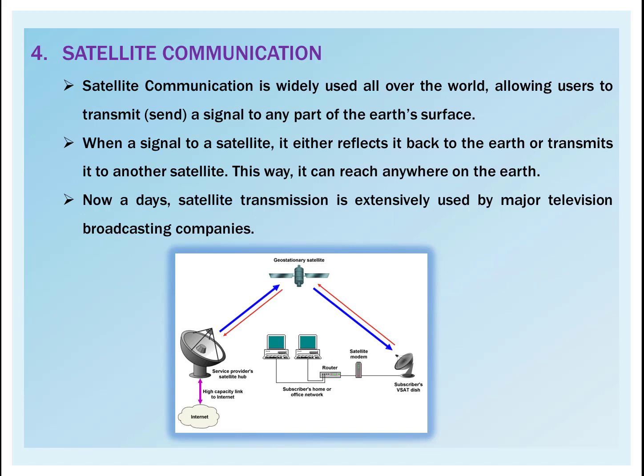Fourth is satellite communication. Satellite communication is widely used all over the world, allowing users to transmit a signal to any part of the Earth's surface. When a signal is sent to a satellite, it either reflects it back to the Earth or transmits it to another satellite. This way, it can reach anywhere on the earth. Nowadays, satellite transmission is extensively used by major television broadcasting companies.